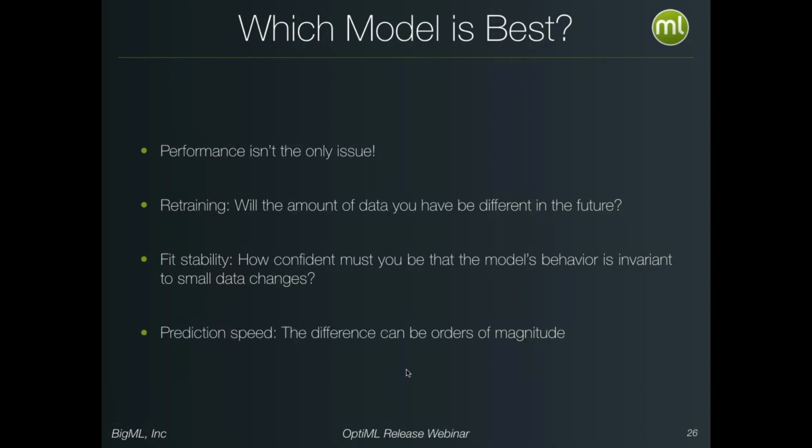And then finally, prediction speed. To do logistic regression, you need to do a single dot product, basically. That's the bottleneck in logistic regression. For deep nets, it's going to be thousands of these same dot products. So the difference in prediction speed can be orders of magnitude. So if you need millisecond latency, this is something you might want to consider.